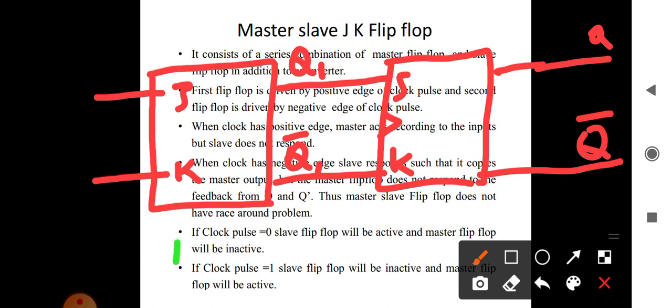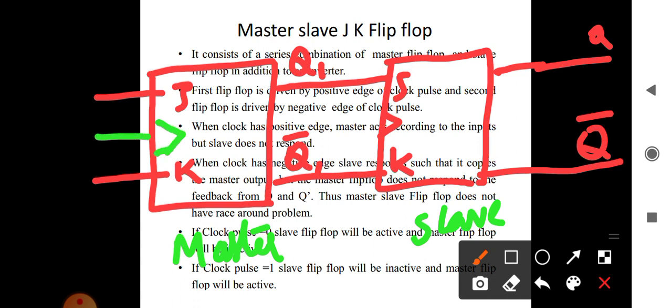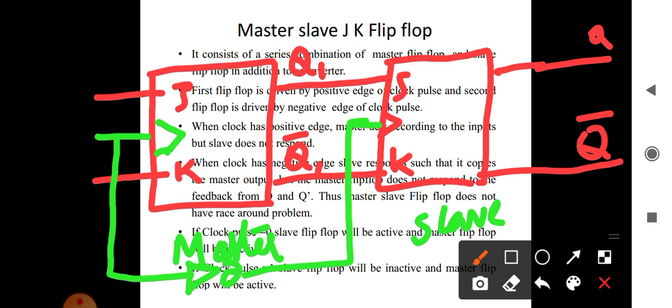So this we call the master, and this flip flop we call the slave. The master will act first. This is the clock pulse which we give here, and this is also a clock pulse. Whatever clock pulse you give to the master, the inverted clock pulse will be given to the slave. So the master is here and the slave is here, and the slave obeys the master. Whatever output the master gives is obeyed by the slave. So you can see master slave.